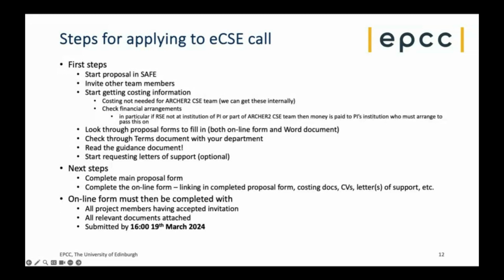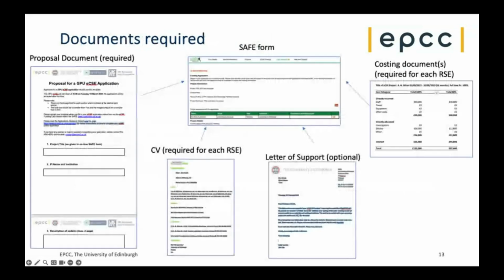So just have a bit of a look at what that all looks like. So there is a SAFE form. So that's this thing here up at the top. That's where everything gets linked into, and that's a fairly bog standard sort of online form that you fill in, and I'll go through how you fill that in a minute. And then there are various things that you attach to that. So as an absolute minimum, you will have a proposal document. So that's the form where you can get the template on the ARCHER2 website. So that's the thing on the left there.